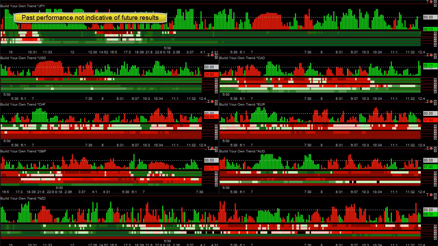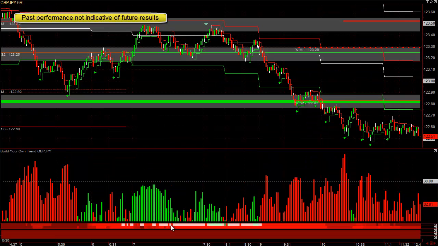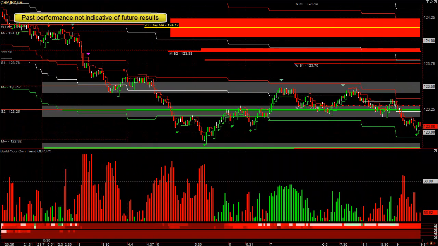The pound was weak earlier today. The yen and the dollar were strong. Let's take a look at this. Earlier in the day, a nice sell signal right here that generated profit. This one right here, it did go down a little bit.